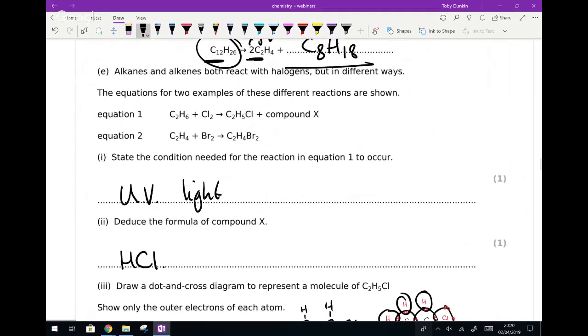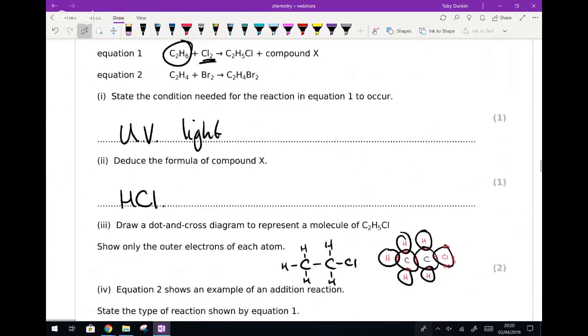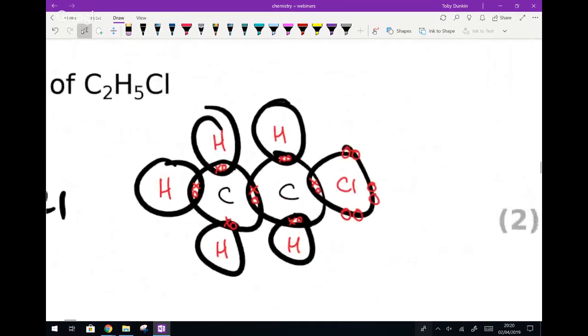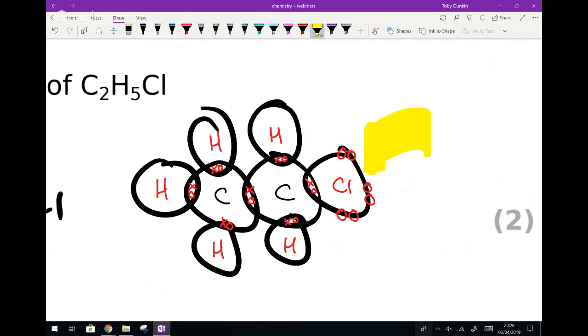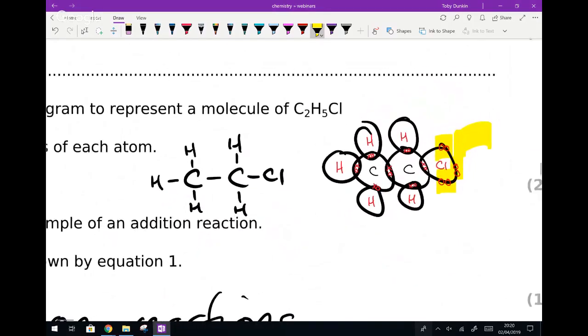To get reaction one to occur, the chlorine with an alkane, we need UV light. Give the formula of compound X; you always make an acid as a byproduct. Dot and cross diagrams appearing. The bit that's interesting is the chlorine. Everyone will forget the extra electrons on the chlorine. Do watch out. I drew a stick version and then translated it to dot and cross.